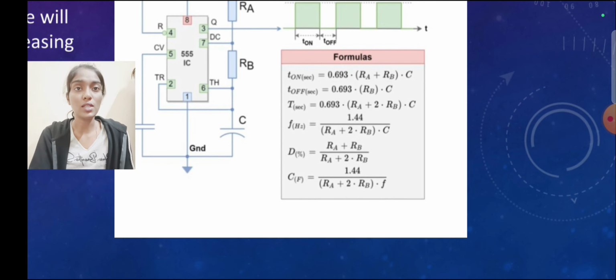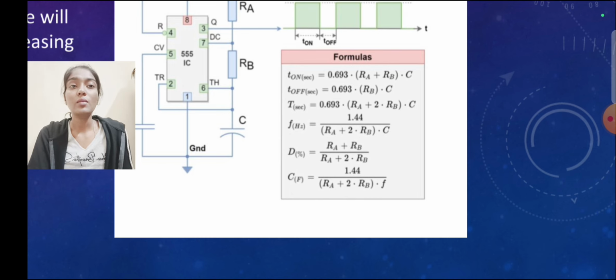See some of the formulas. T on equal to 0.693 into Ra plus Rb into C. T off equal to 0.693 into Rb into C. T seconds equal to 0.693 into Ra plus 2 into Rb into C. Frequency in Hertz equal to 1.44 divided by Ra plus 2 into Rb into C. D in percentage equal to Ra plus Rb by Ra plus 2 into Rb. C equal to 1.44 divided by Ra plus 2 into Rb into F.